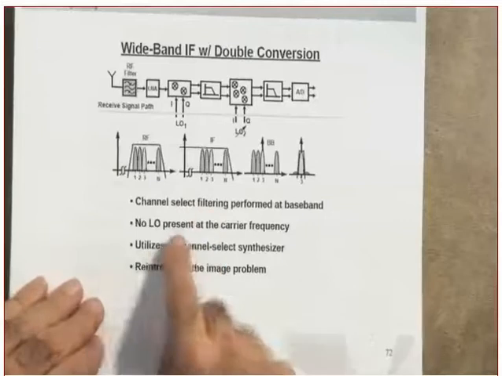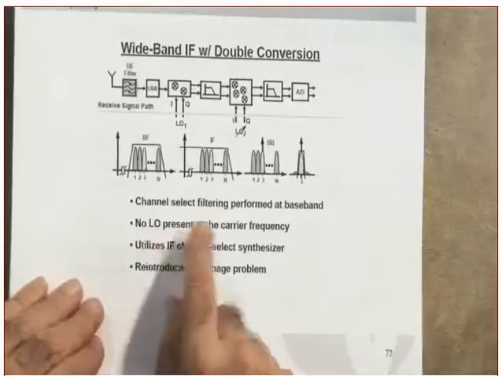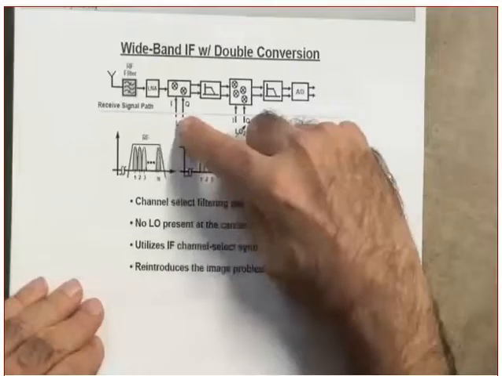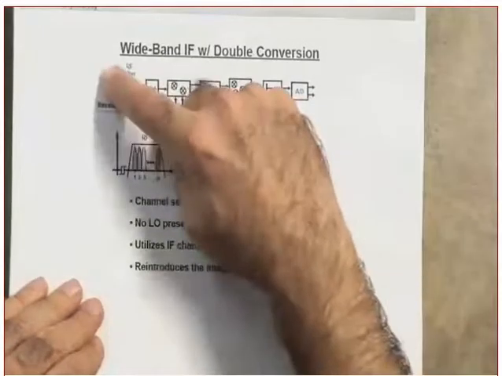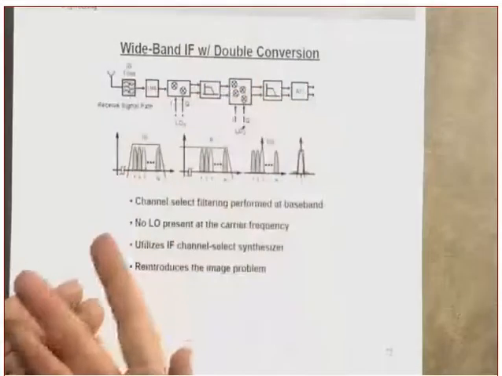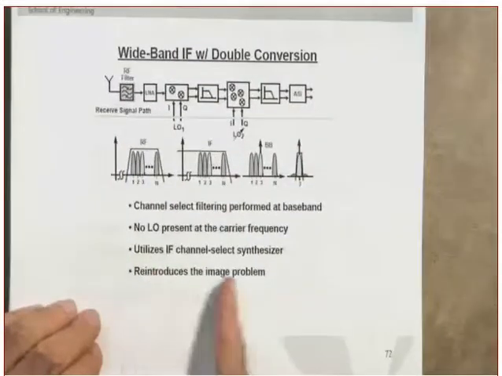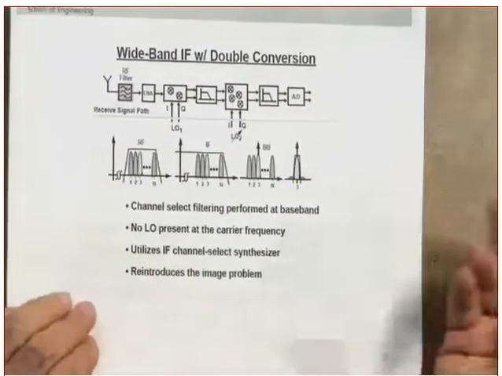Clear? Okay. Now, again, there is no local oscillator present at the carrier frequency. Do you understand why? In other words, if this one leaks to here, it's not at the same frequency. Did you get my point or not? Okay, good. Reinforce, again, by the way, reintroduce the image problems every time.